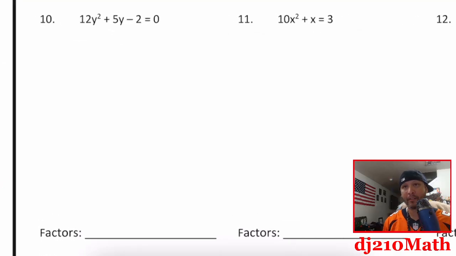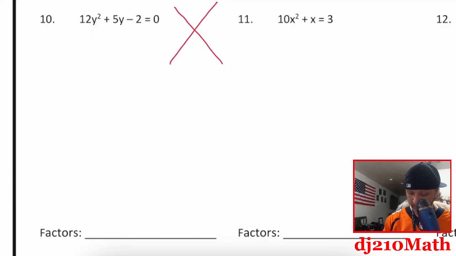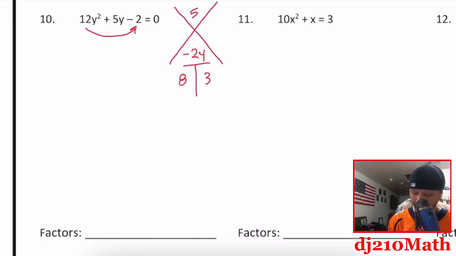Number 10. 12, 5, and -2. GCF can't come out. The 5 is messing it up. So straight to our method. 12 times -2 is -24. This needs to add up to 5. All right, I'm going to start getting a little quicker on these just for time purposes. 8 and 3 make 24. And I can make a 5 for sure.